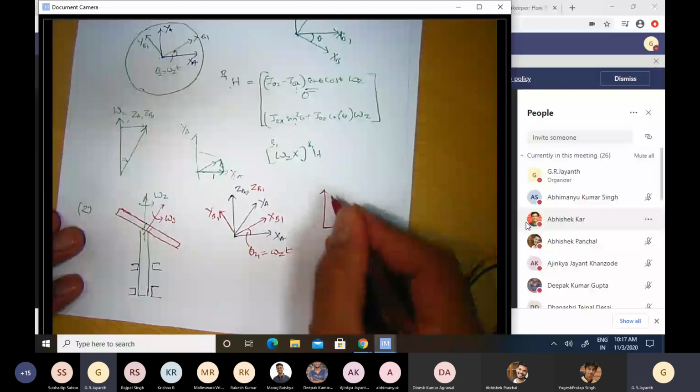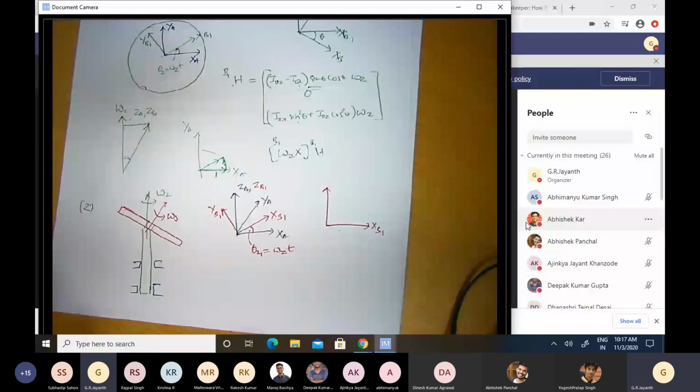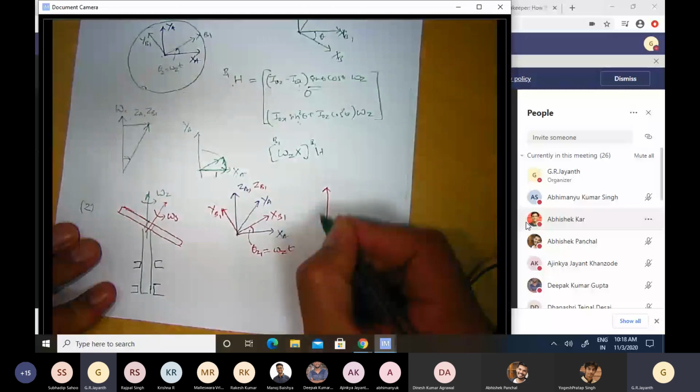Oh, I'm sorry, I drew it in red. I should have drawn it in green. These kinds of mix-ups will happen if I use multiple colors, but anyway, please bear with me.